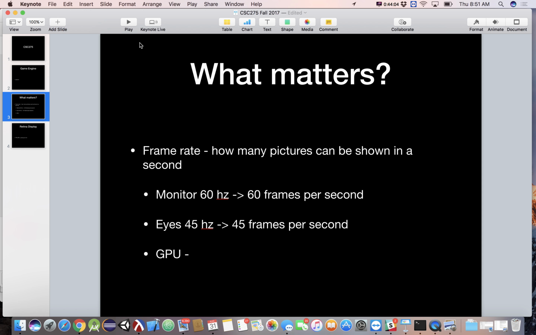Okay, so makes sense. General purpose processors, they serve a purpose, but not so much a graphics-based purpose.